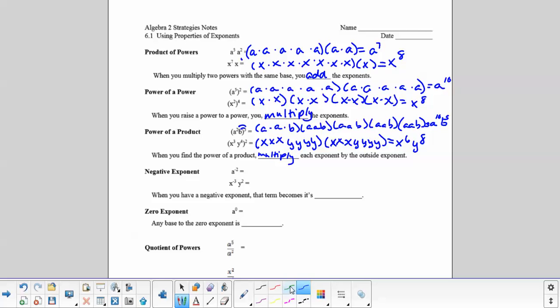Okay. For a negative exponent, what you end up doing is taking the reciprocal, so that if I have a to the negative 2, that equals 1 over a squared. If you have two factors, x and y, you only take the reciprocal of the part with the negative exponent. The other part will stay in the numerator. So the y squared stays in the numerator, but the x to the third, because that's the part with the negative exponent, that goes to the denominator. So if you have a negative exponent, that term becomes its reciprocal.